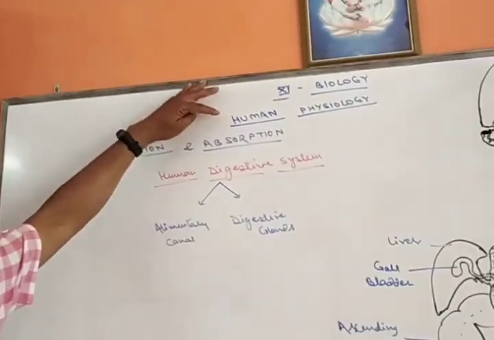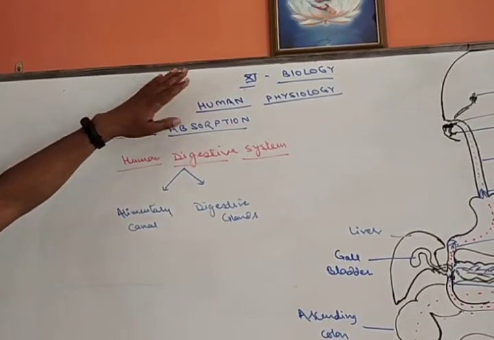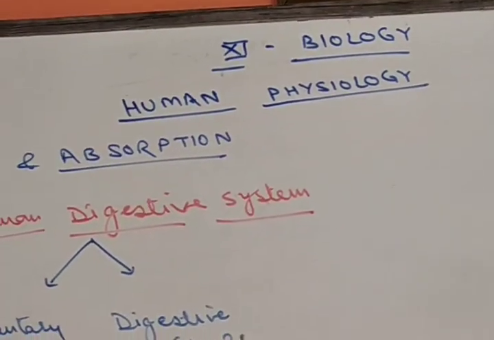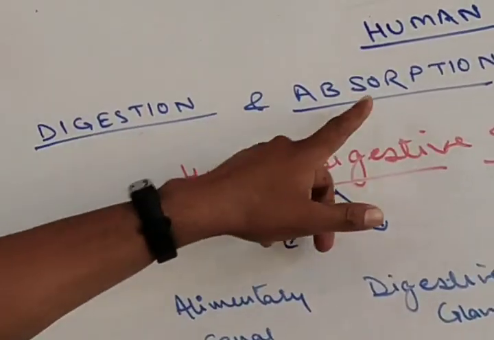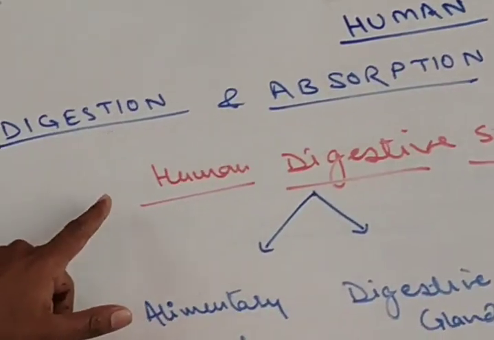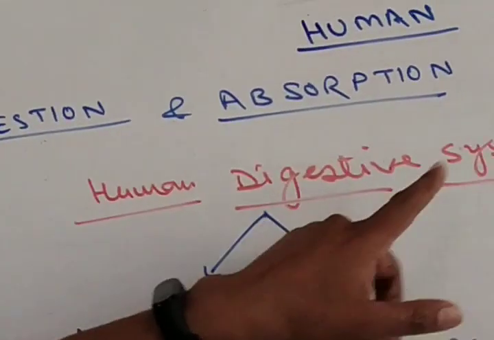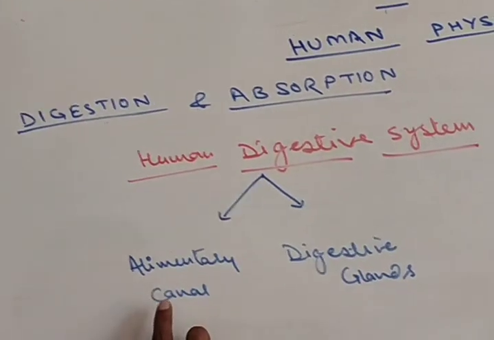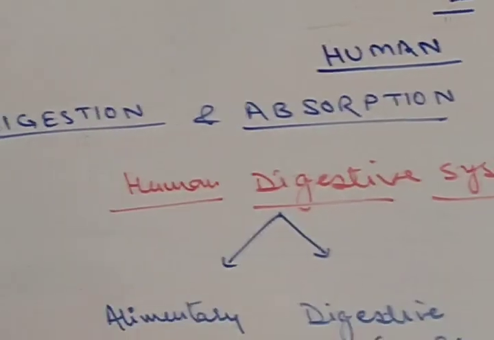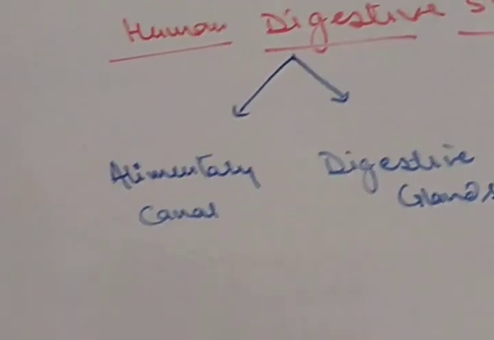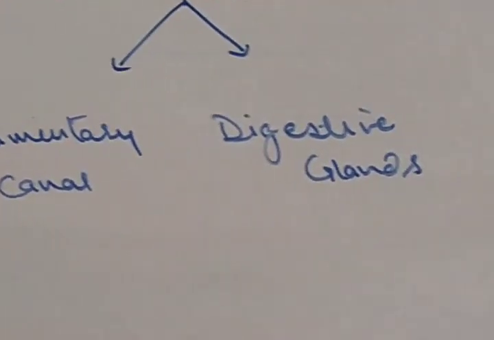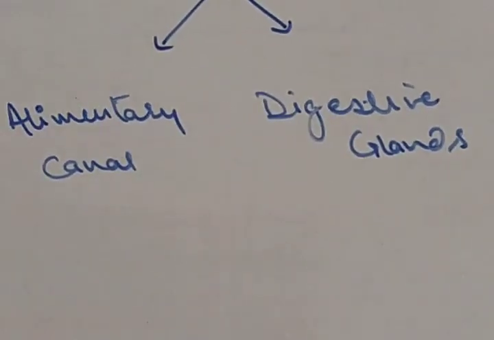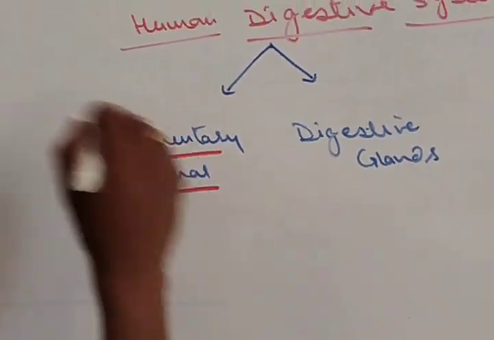Today we will study human physiology, that is unit 5 of 11th biology. The first lesson in human physiology is digestion and absorption, where we will discuss the human digestive system. Dear students, the human digestive system has two parts. One is the alimentary canal, another is the digestive glands. Now, the first topic we are going to discuss is the human alimentary canal.